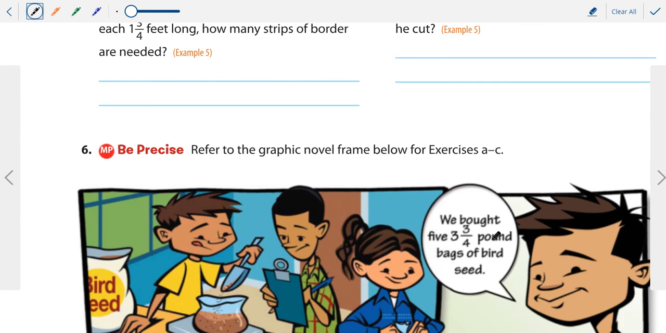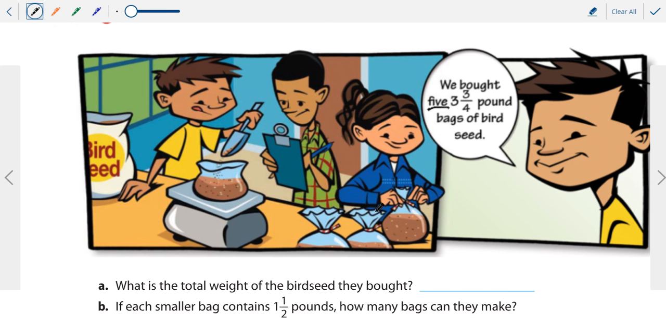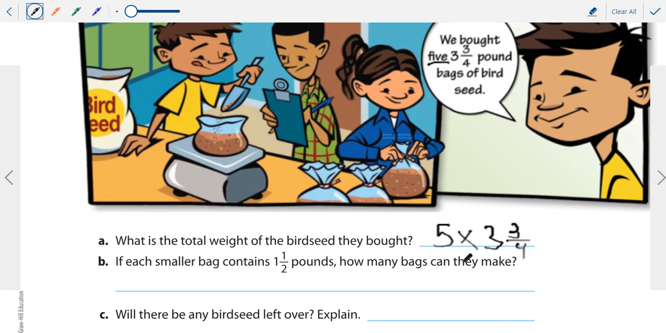All right, now looking down at these. All right, refer to the graphic novel frame below for exercise A through C. Remember what I told you. They will tell you what we have. So look, we have bought 5 3 3/4 pound bags of bird seed. So that's what we have. We have 5. Because it's spelled out, don't let that mess you up. What is the total weight of the bird seed they bought? So you got 5 3 3/4 pounds. So that's going to be a multiplication problem to set up. All right, it's going to be 5 times 3 3/4. Okay, and then you'll have to solve for that.